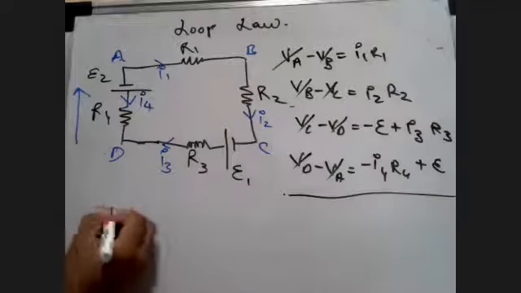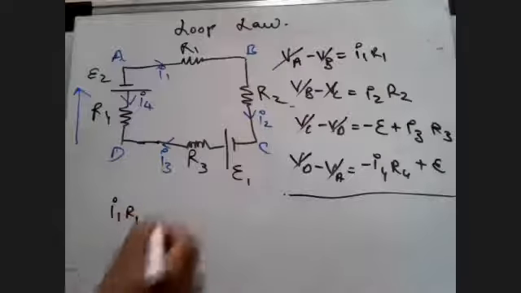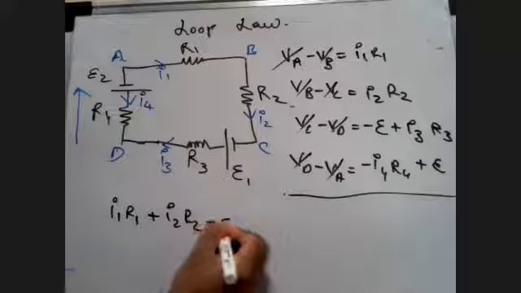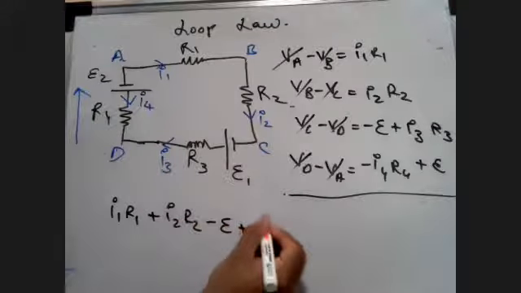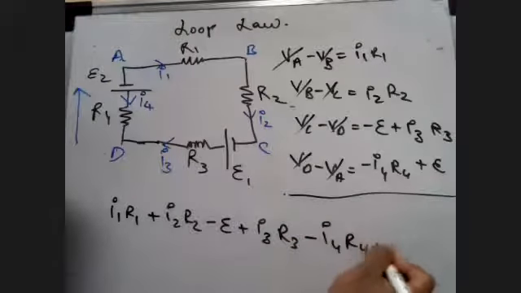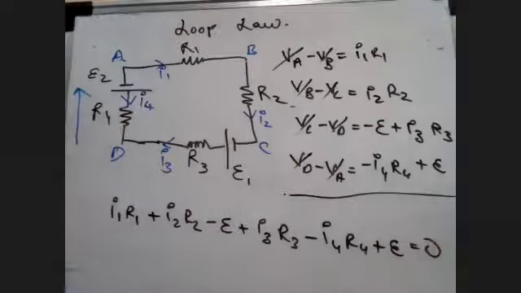What will I get? Will I get I1 R1 plus I2 R2 minus epsilon plus I3 R3 minus I4 R4 plus epsilon equal to 0? Will this be my equation? Yes or no?